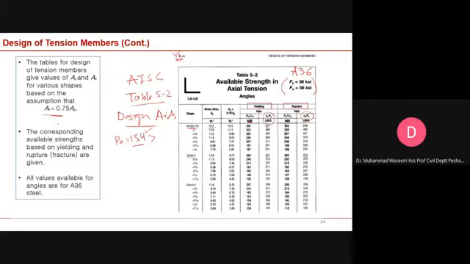The problem with this table is that it assumes the effective area is equal to 0.75 times the gross area. The U value is fixed, but we know that the U value cannot be fixed. U is variable, and you can calculate it using this equation. So this is the drawback. If you have the scenario where the effective area equals 0.75 gross area, fine; otherwise you have to do some iteration in your calculation.